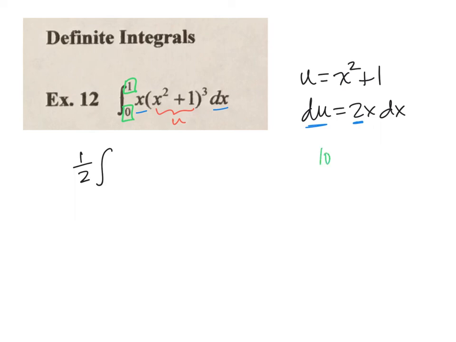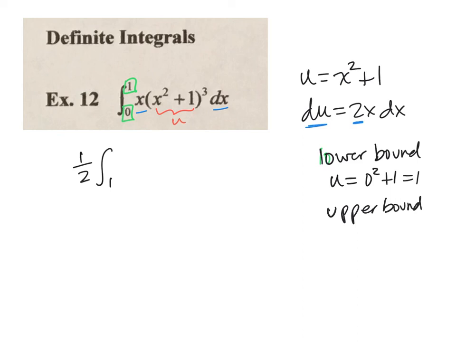Our lower u bound, right now our lower bound in terms of x is 0. So let's replace x with 0, and we'll write 0 squared plus 1, which equals 1. So our lower u bound would be 1. And then for the upper bound, our upper u bound, well, the upper x bound is 1. So let's just put 1 in for x, and we'll take 1 squared plus 1. 1 plus 1 is 2.